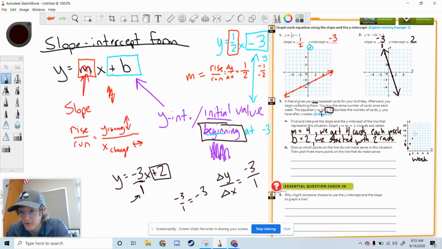We'll go up 4 over 1. Up 4 over 1. All right. B says discuss which points on the line do not make sense. Because this is a line, these do connect. So let's go ahead and get my line tool and line up our dots.